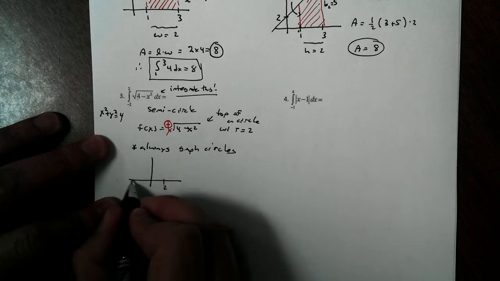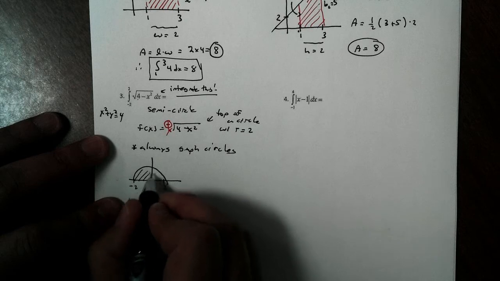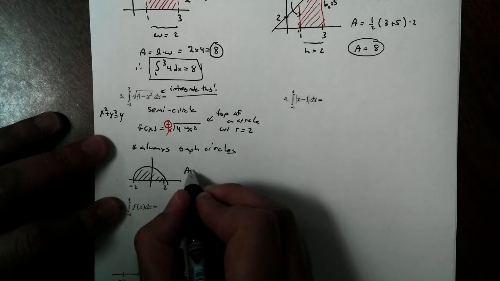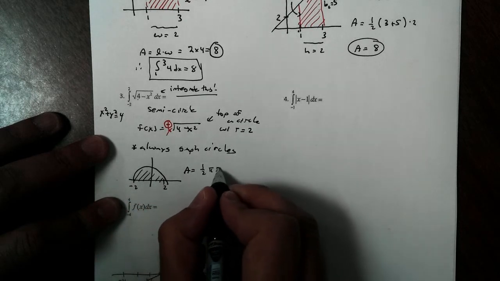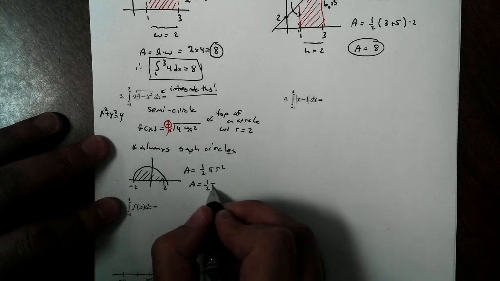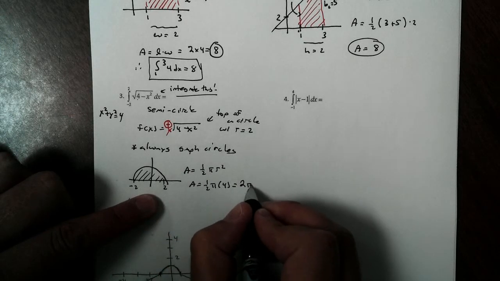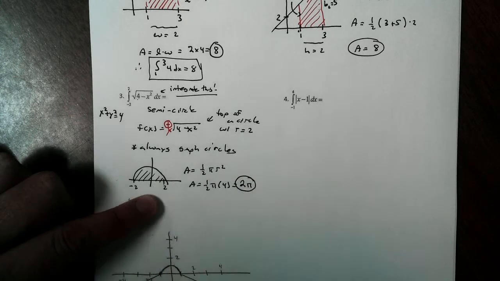This is radius 2, negative 2, and I go up. It's only the top half, so I want the area of the circle. So the area, 1/2 pi r squared, the area of a circle. So the area here is going to be 1/2 pi. The radius is 2 squared, we get 4, so we get 2 pi. And there's our area right there.